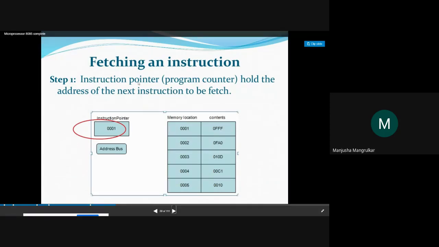Now, fetching an instruction, step 1. This is the instruction pointer, that is called the program counter. This is the PC register, right? It holds the address of the next instruction to fetch, a memory location and the contents of that memory location. So in your program counter it is 0001, and it fetches 0F, and then after fetching this, your program counter is automatically incremented by 1 and it points to 0002, right?